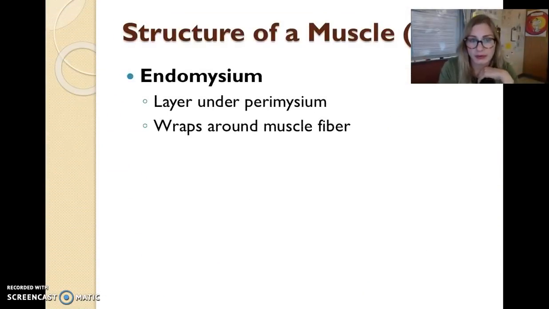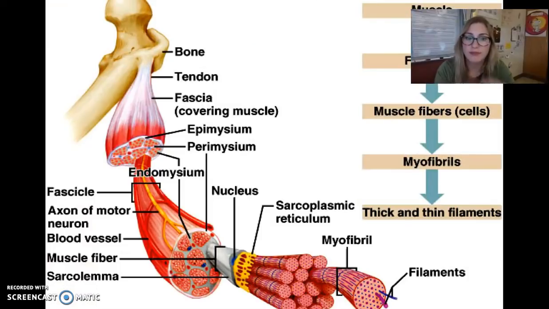So, continuing. Now we are in the endomysium. This is inside of the perimysium. Like I said, guys, this is so confusing because they go fascia, epimysium, perimysium, endomysium. It just keeps getting smaller and smaller. So it is underneath the perimysium. It wraps around each individual muscle fiber.